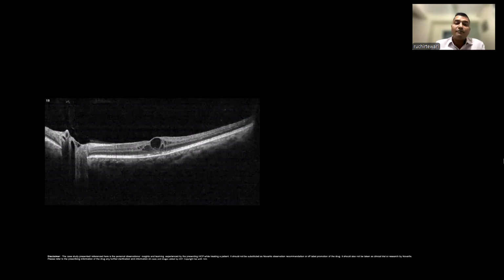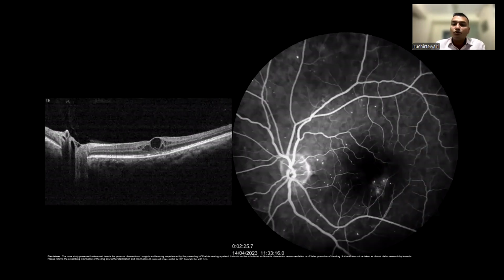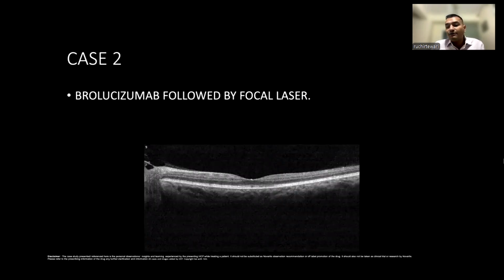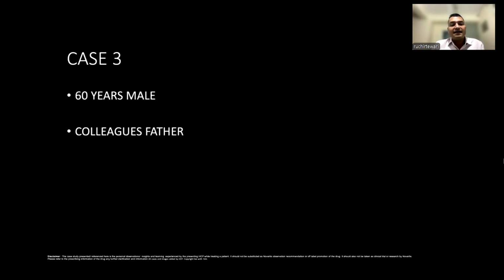So the first thing for me to do was an angiogram to look for any form of CME, post-cataract CME, but on doing the angiogram, I realized that there were few leaking microaneurysms which were not responding to anti-VEGFs at all. So the plan was to do focal laser followed by brolucizumab, and this is the OCT of the patient. She's been maintaining well for the past 1 year. BCVA is 6/9.